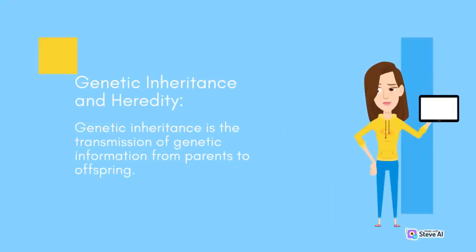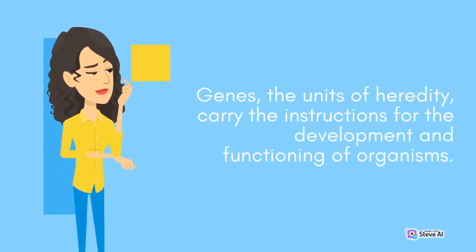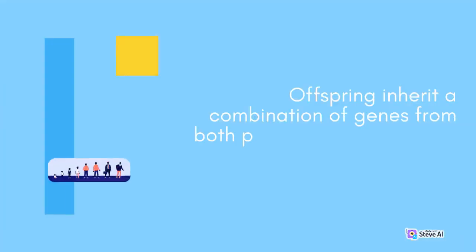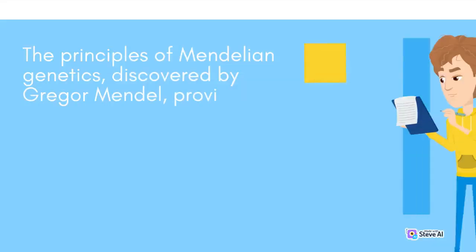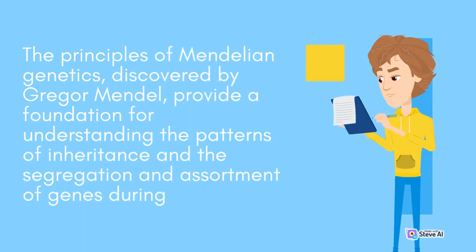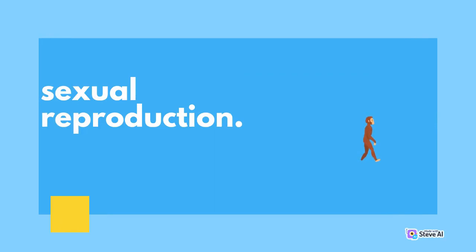Genetic inheritance and heredity. Genetic inheritance is the transmission of genetic information from parents to offspring. Genes, the units of heredity, carry the instructions for the development and functioning of organisms. Offspring inherit a combination of genes from both parents, contributing to the traits they possess. The principles of Mendelian genetics, discovered by Gregor Mendel, provide a foundation for understanding the patterns of inheritance and the segregation and assortment of genes during sexual reproduction.